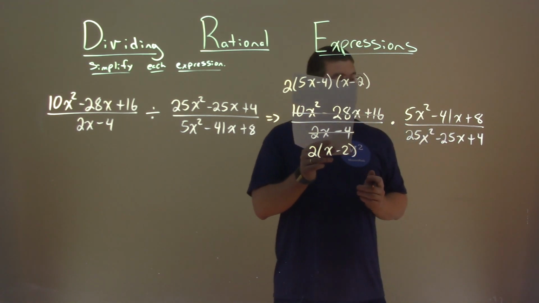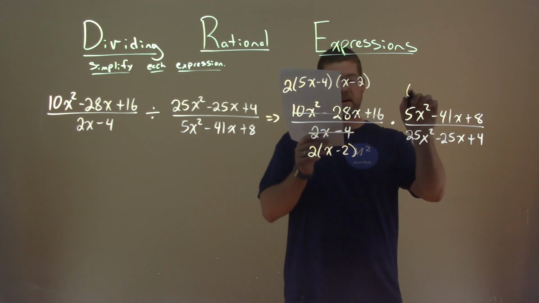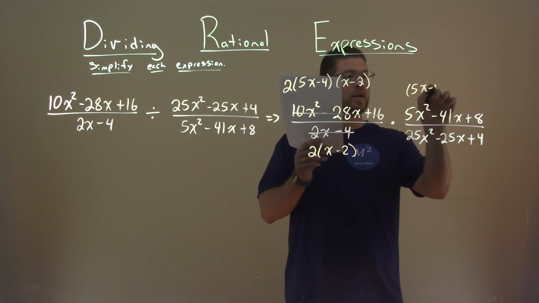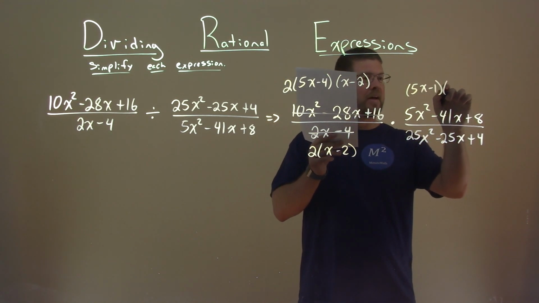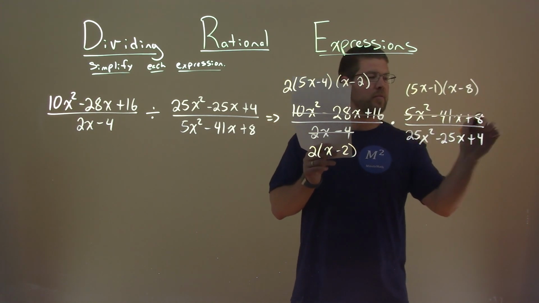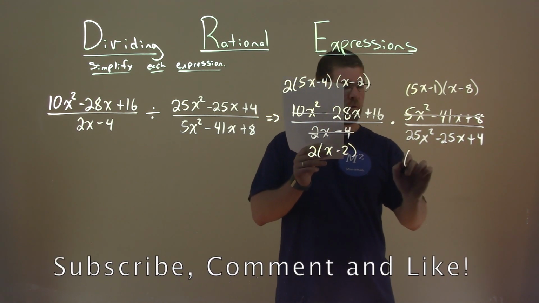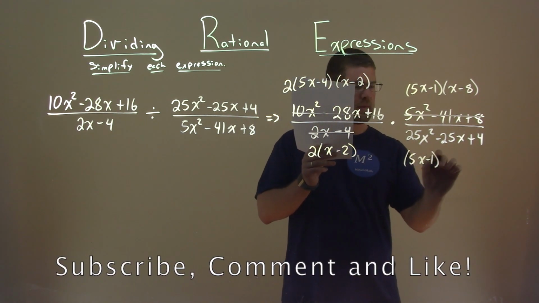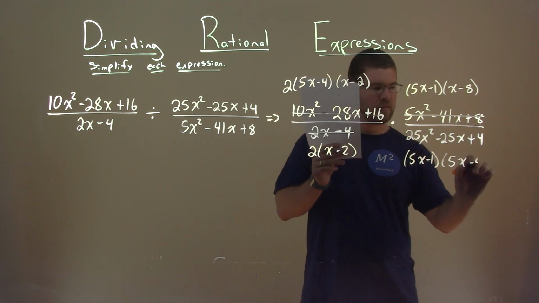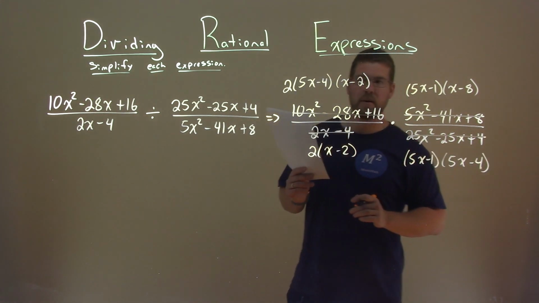5x squared minus 41x plus 8 factors to be a 5x minus 1 times an x minus 8. And let's replace that. And again, we're going to do the same thing down here. That in factored form is 5x minus 1 and 5x minus 4. And we're replacing that as well.